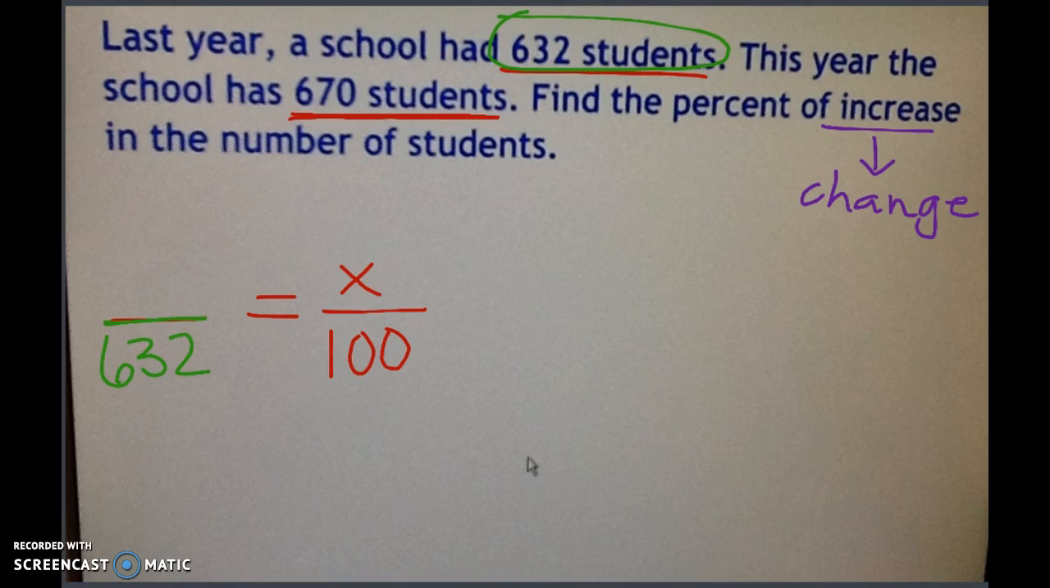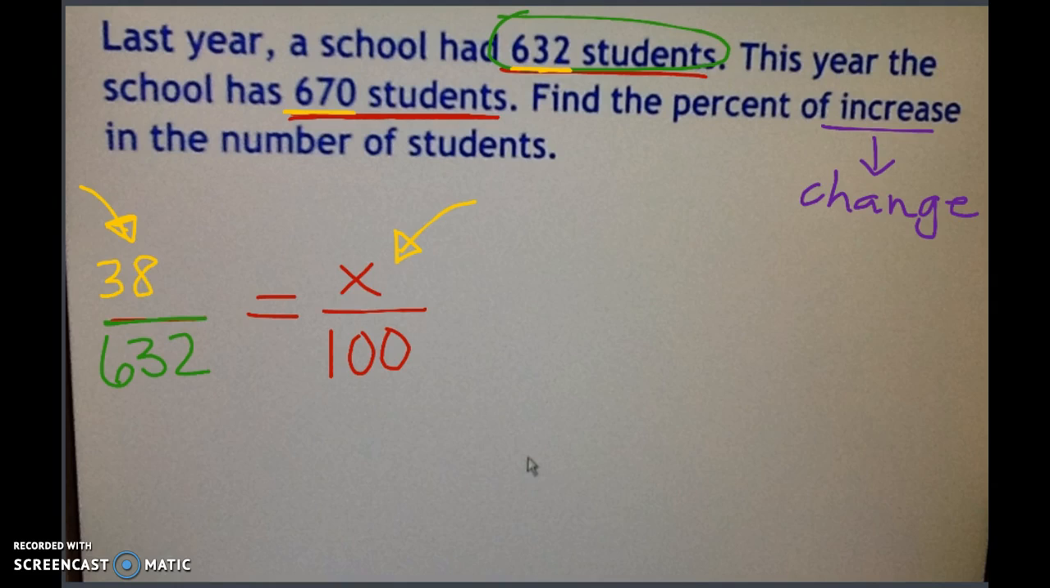Now I'm trying to find the percent that it increased by, so over here needs to be the amount that it increased by. What did it change by? From 632 to 670, how many students did that change by? To figure that out, you could just type that in on your calculator. How much did it go up? Because it increased, I'm going to do 670 minus 632, and I get 38. That was how much it changed by.